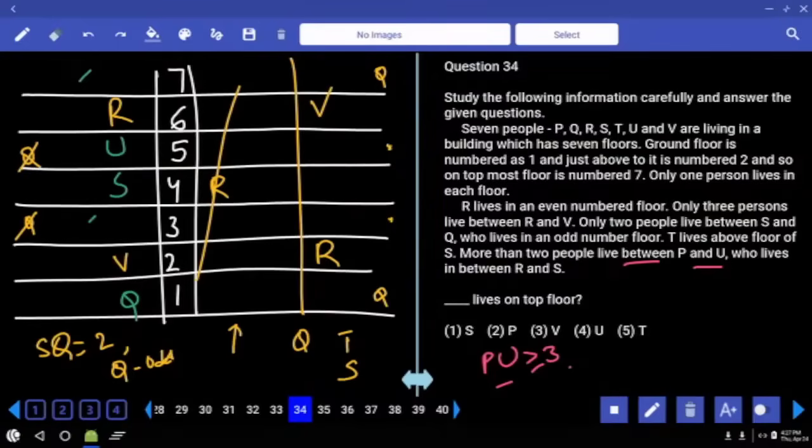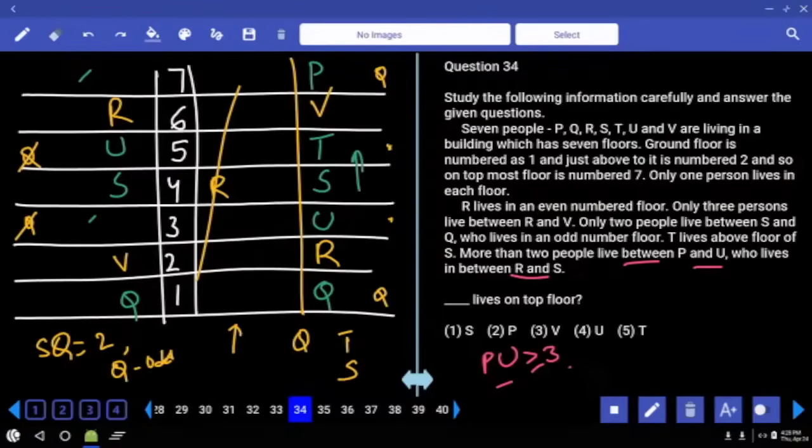Then finally we are left with what? Can we have Q at this place? Q is here, and between Q and S there are exactly 2. R lives in between, and U lives between R and S. If U is here, with more than 2 between P and U, P must be here. P is here, so who is left over? T is the person left. T is before S.